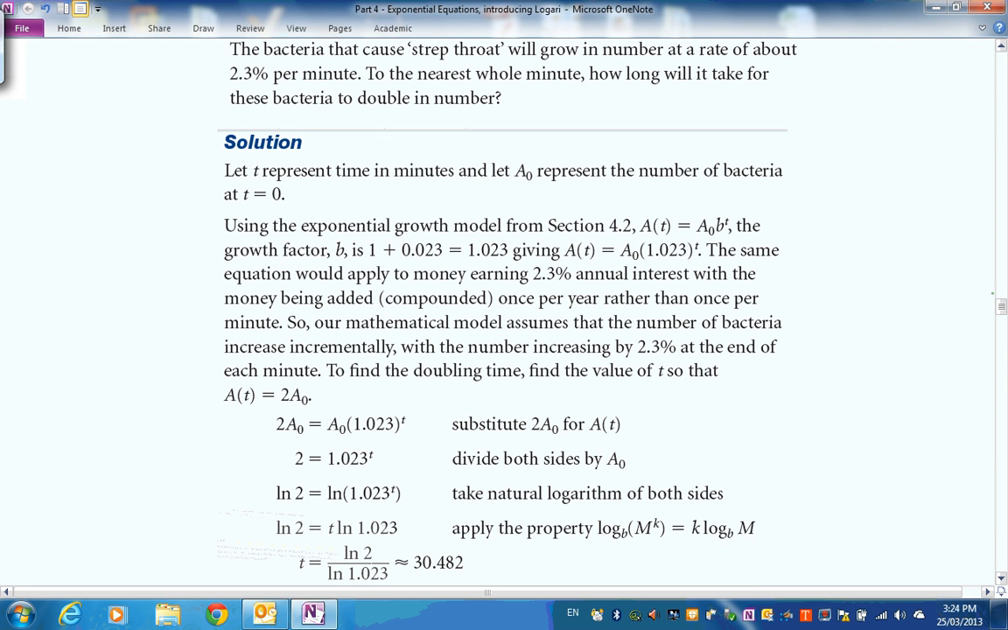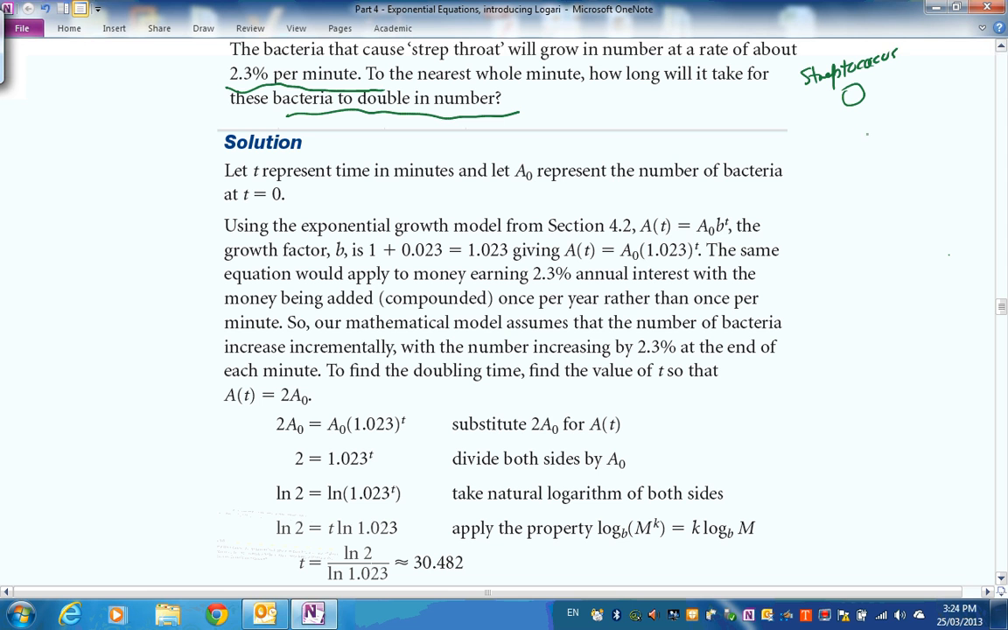If you have got strep throat, the bacteria that cause strep throat are called streptococcus. And coccus means it's a round bacterium, round shape. And so they grow at about 2.3% per minute. To the nearest whole minute, how long will it take for them to double?